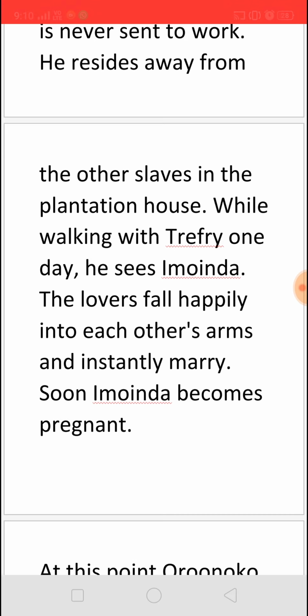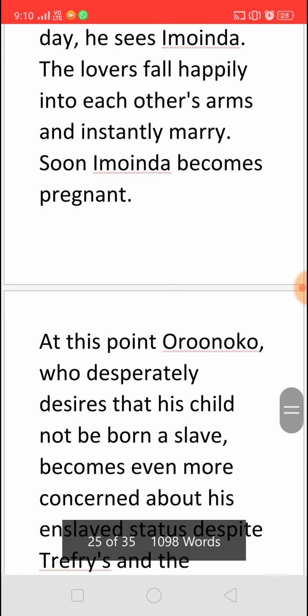Oroonoko meets Imoinda there. She is also a slave there, and he's so happy because all these days he thought that she was put to death. Now he's so very happy, and Imoinda also is very happy. They immediately marry, and soon Imoinda becomes pregnant.